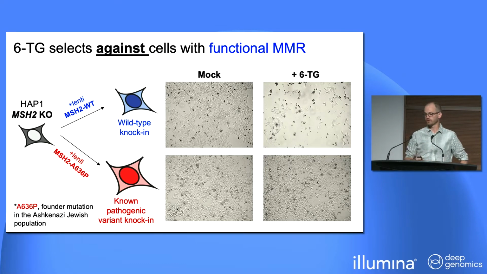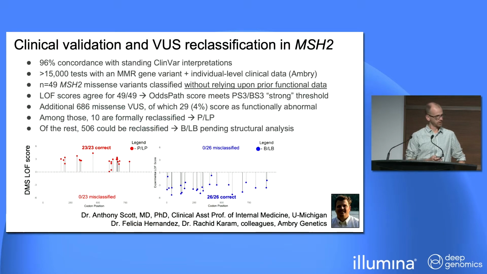When we treat with 6-TG along the top, that is selectively toxic to the cell where we have now complemented functional MMR, but the cells that are expressing this loss of function mutant MSH2 can keep growing. So that's what it looks like for one variant. So we did this for all the variants in MSH2. There are about 17,000 of them at the missense level, and at the 10,000-foot view, we get a function map that makes sense.